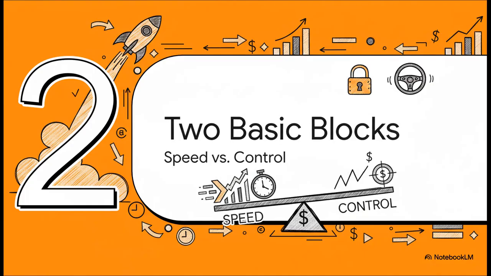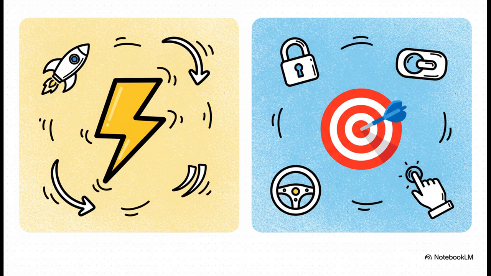So what are these two magical building blocks? Well, they represent that fundamental choice we talked about, the one you have to make every single time you trade. Do you want speed and a guarantee that your trade will happen right now? Or do you want total control over the exact price you pay? You can't always have both. And this chart lays it out perfectly.